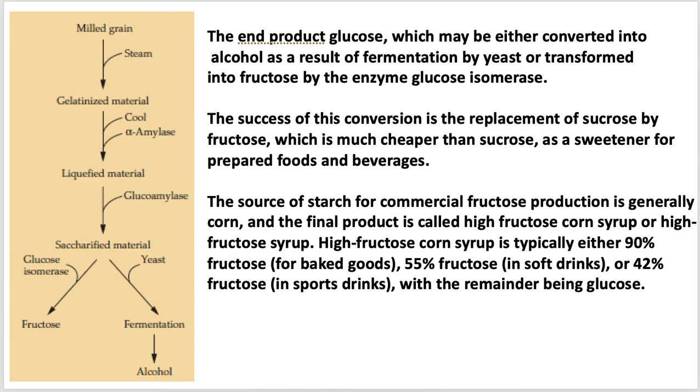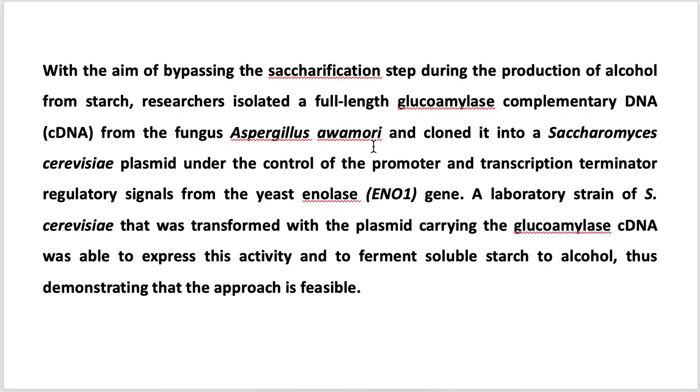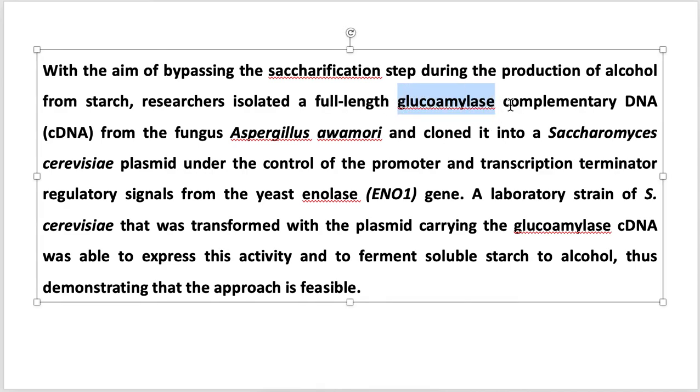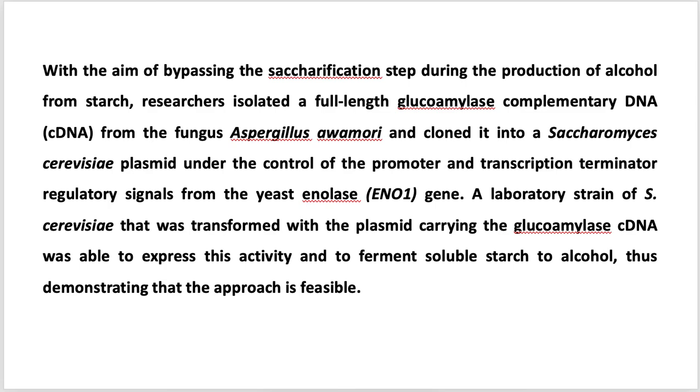So how did they actually do that? How did they develop this recombinant yeast? Well, they isolated a gene which encodes the glucoamylase from Aspergillus awamori, from this fungus, and then they cloned this glucoamylase gene into the Saccharomyces cerevisiae.